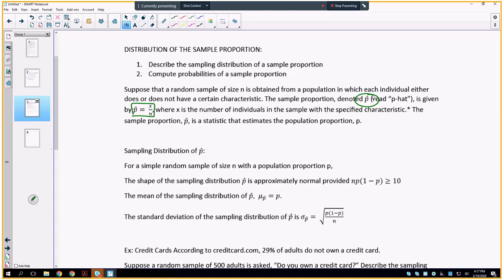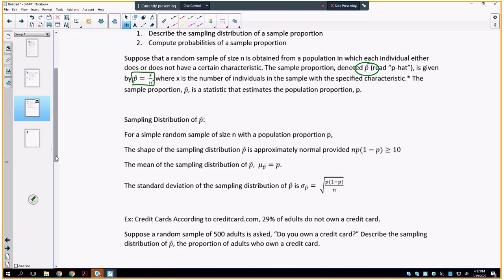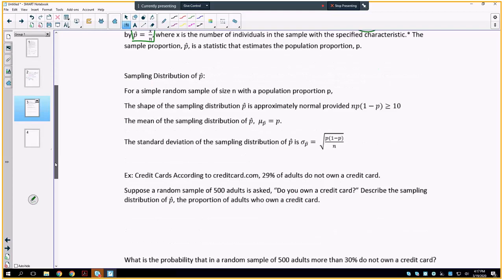This sample proportion P hat is a statistic that estimates the population proportion P. So from a sample, we can estimate the population. We have some more information here about the sampling distribution of P hat. For a simple random sample of size n, the shape of the sampling distribution of P hat is approximately normal, provided n times P times 1 minus P is greater than or equal to 10. And the mean of the sampling distribution of P hat, mu sub P hat, is just going to be P.